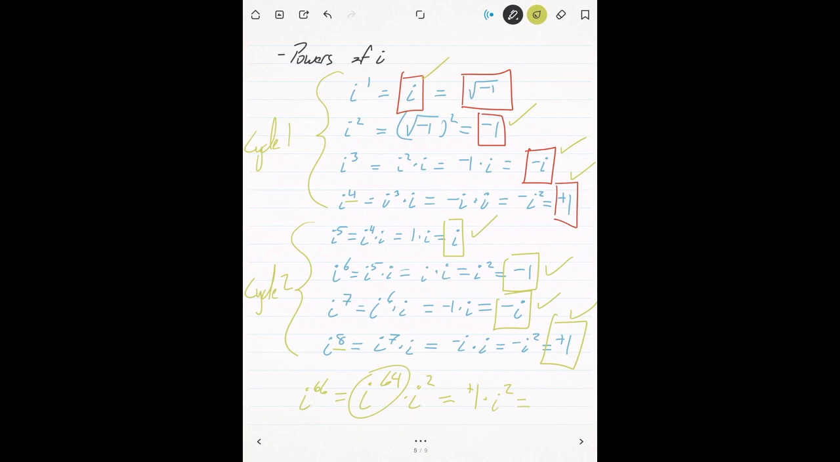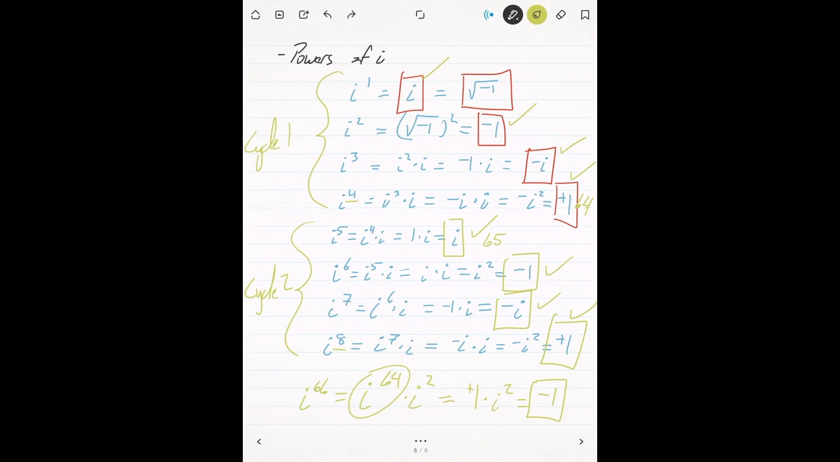So, i squared is negative 1. Negative 1 times 1 is negative 1. You can almost think of it as this was i to the 64th, this was i to the 65th, and this was i to the 66th power.